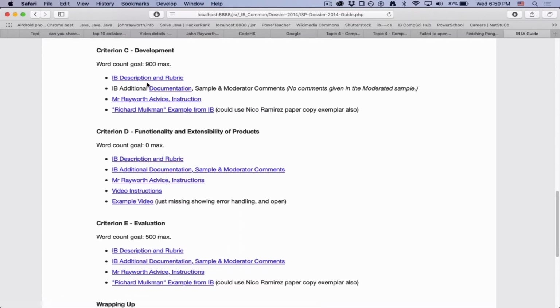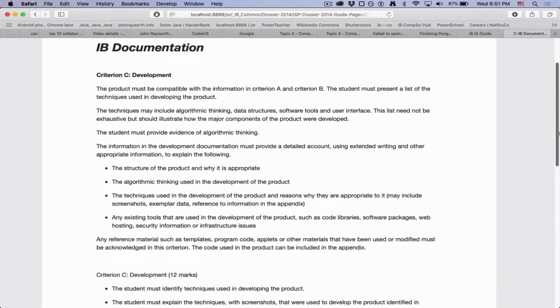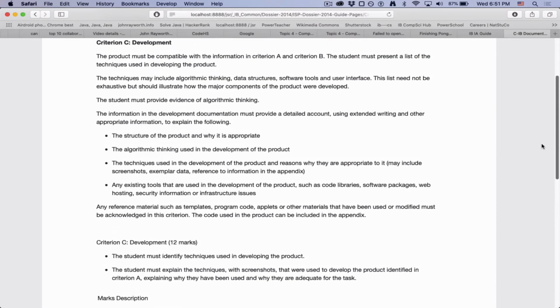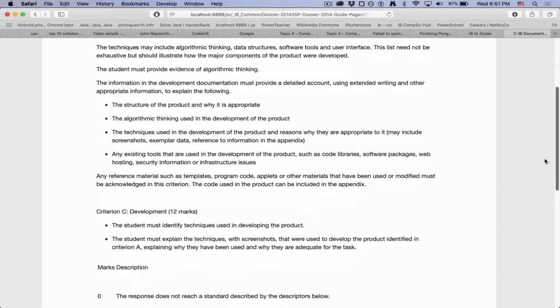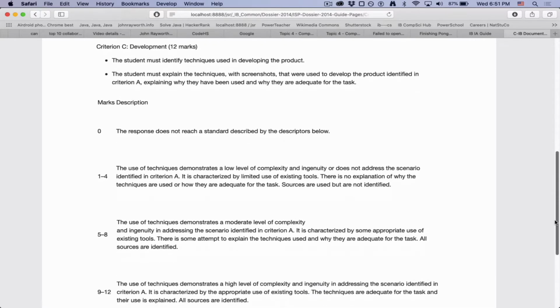So, meantime, Criterion C Development. This is you, for I'm saying 900 words, going back and describing what you did. Now, there are other things that you can read through here, and definitely do read through the IB description, but we can go straight to the 12 marks. This is 12 out of 35 marks. This is the big one, right?